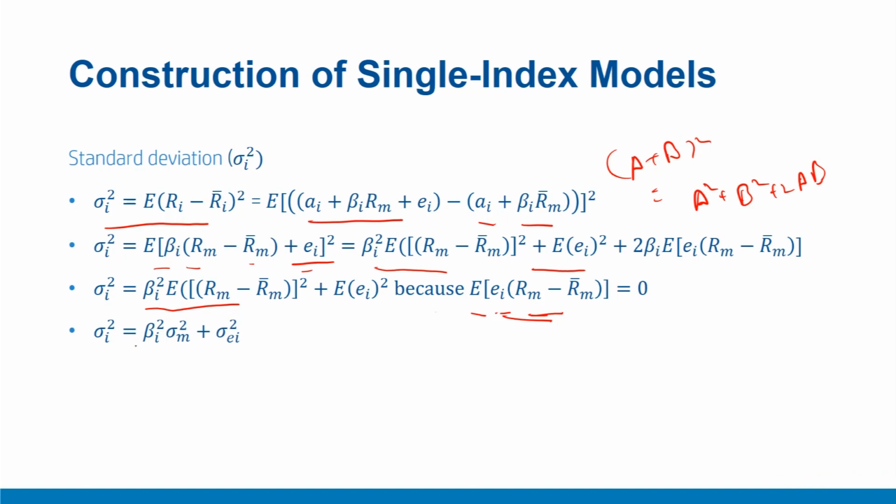So the resulting expression for standard deviation becomes sigma i square equals beta i square times sigma m square plus sigma ei square. Notice it does not include a cross term between the error and Rm, because by assumption, as well as to a great extent by the design and construction of the regression model, there is no correlation between error and market returns.